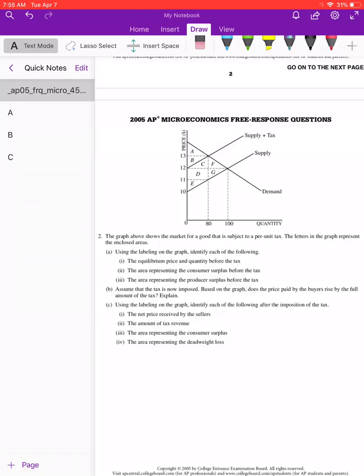Hey guys, I'm going to go ahead and do the 2005 consumer and producer surplus problem for you. I'm starting to pick through some of the older problems and review the micro for you. That's what I'm planning to do here.